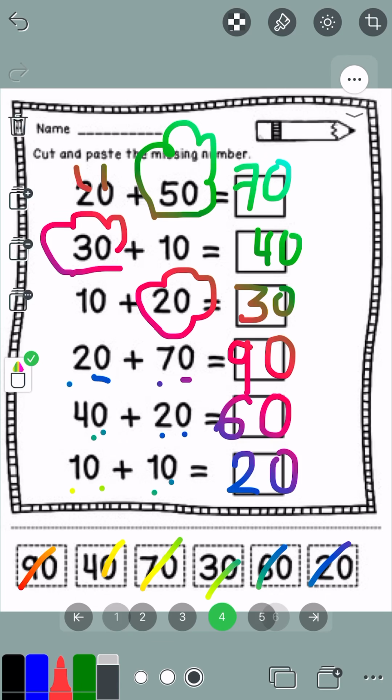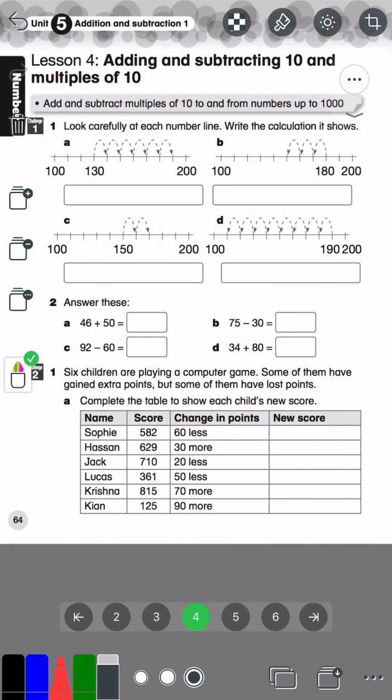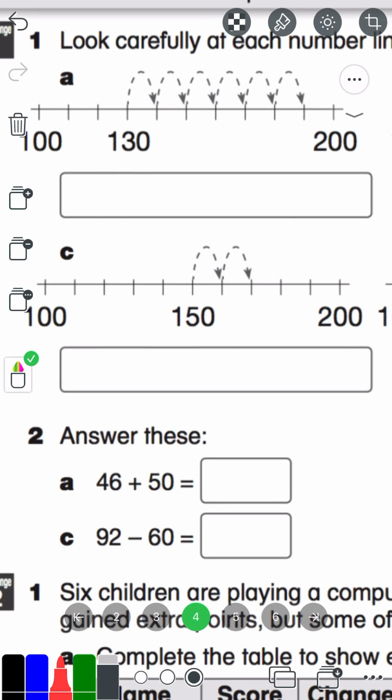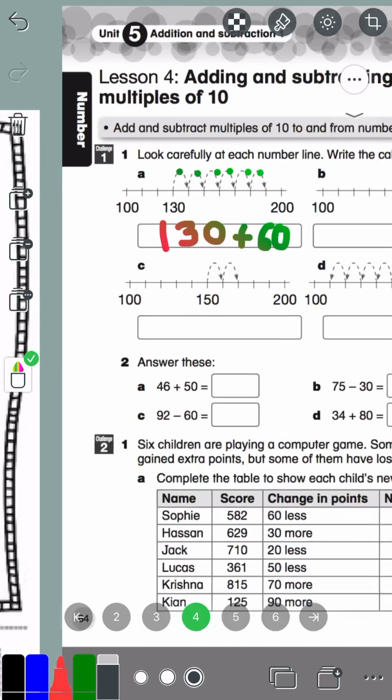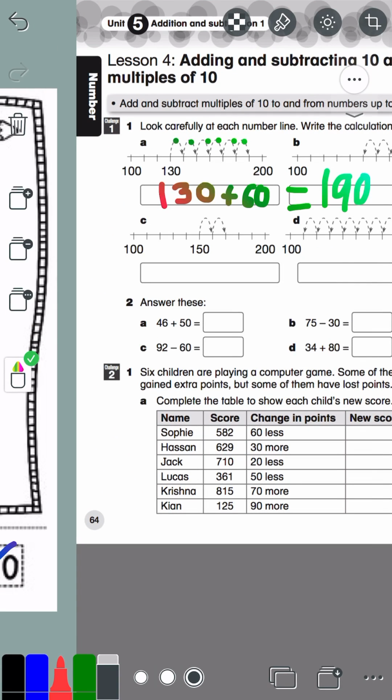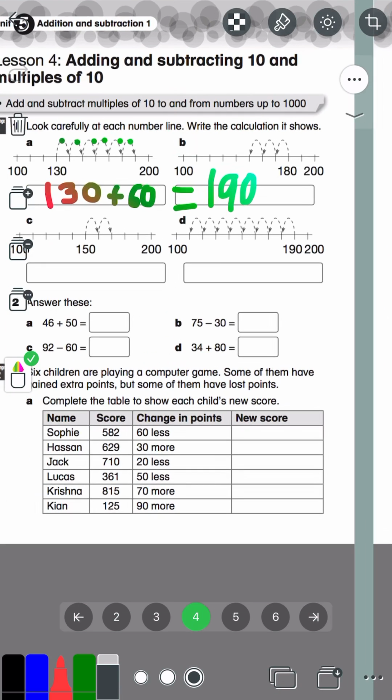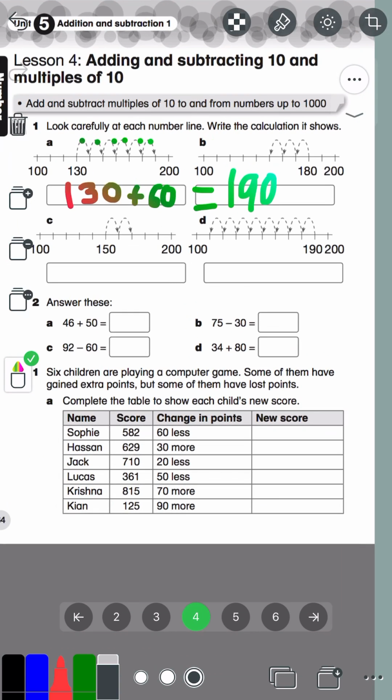Now, here in the lesson's questions, we have to write a calculation that these number lines show. Here we have like 100 plus how many jumps here? Plus 1, 2, 3, 4, 5, 6. 60 equals 190. So you can write any calculation you notice with the arrows.